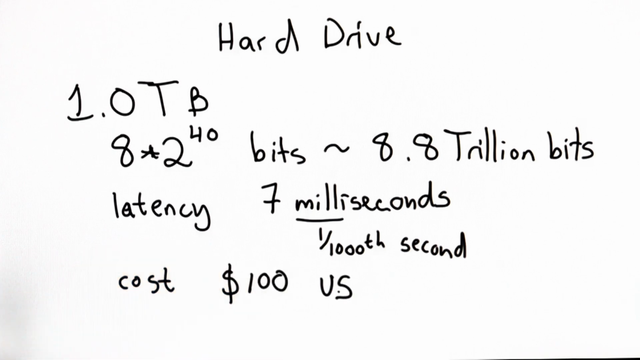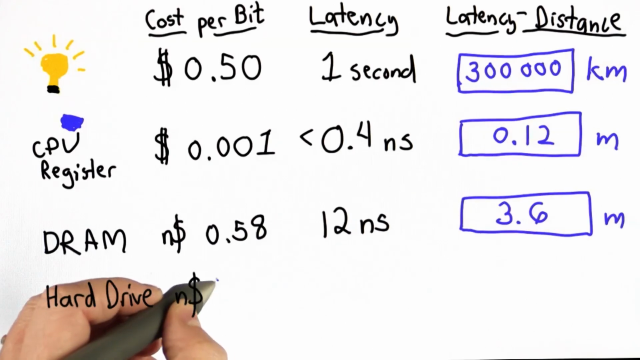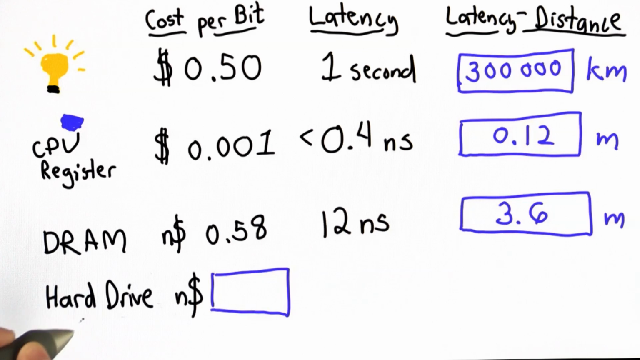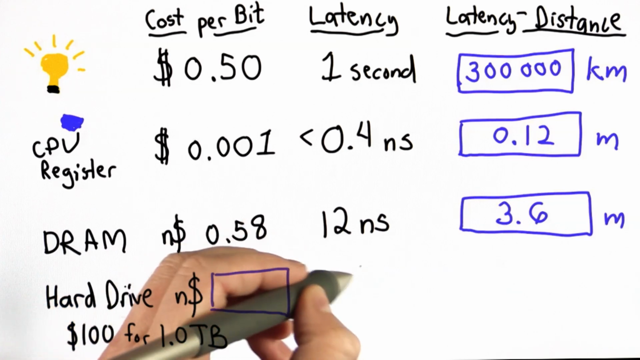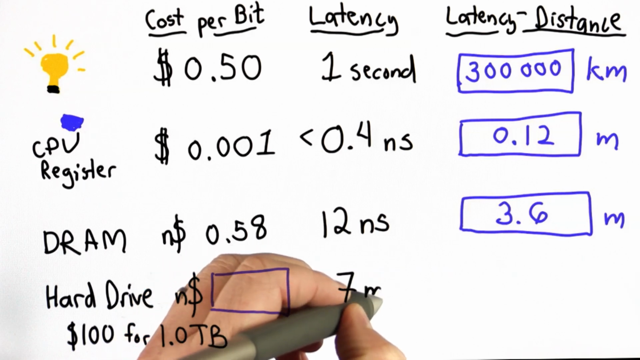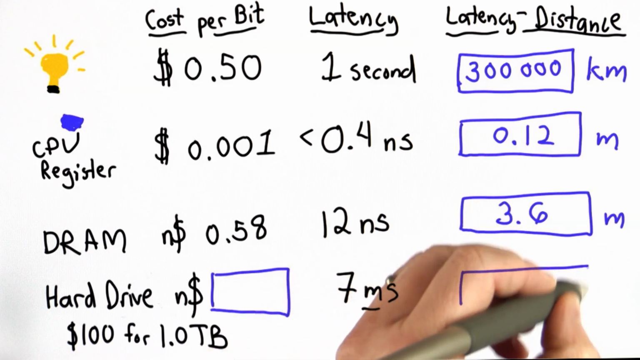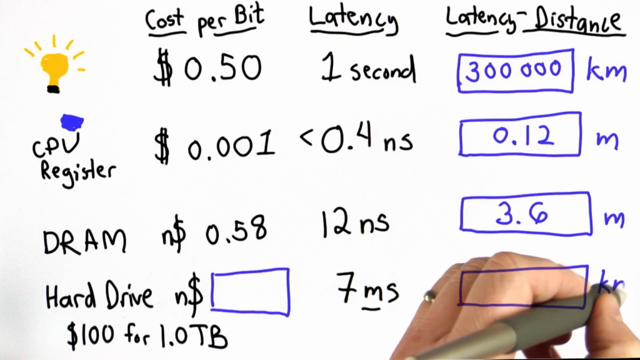So let's add the hard drive to our data table. For the quiz, it's up to you to figure out the values for the hard drive in the data table. As a reminder, we said it was $100 US for a 1.0 terabyte hard drive. So your goal is to figure out the number of bits. I've told you the latency is 7 milliseconds. That's a milli, not a nano. You should be able to compute the latency distance, and the units to use for this are kilometers.